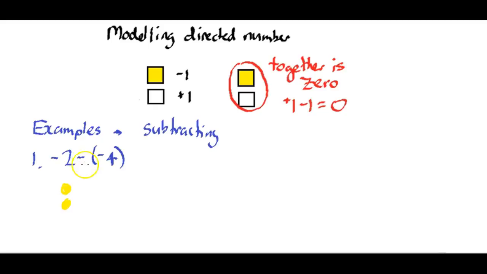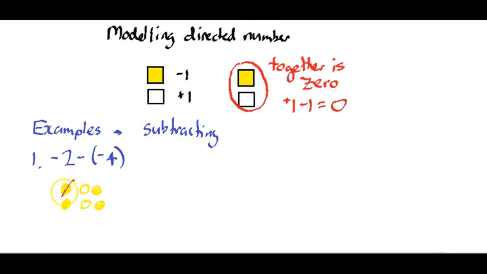There they are. Now I've got to take out of that area -4 counters, but I've only got 2 negative counters there. So I need to put some zeros in to get enough counters to take out of my zone. So here's 1 zero, here's another zero, and now I've got enough counters to take out of my zone. You can see I have 1, 2, 3, 4 negative counters.